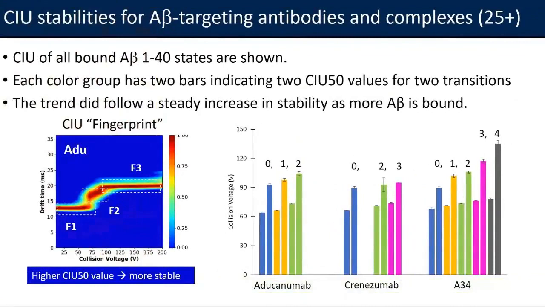So we took CIU data of all of these to track the stability changes associated with each of these bound states, and we could observe clear differences associated with each of these antibodies, indicating that the binding events here increase the stability of the structure to different extents.